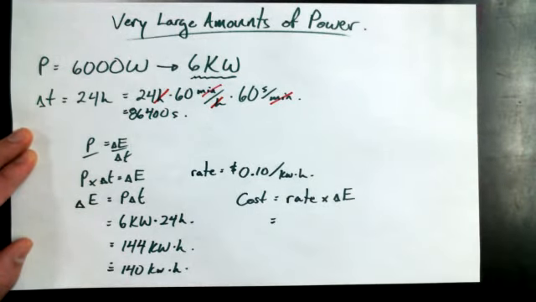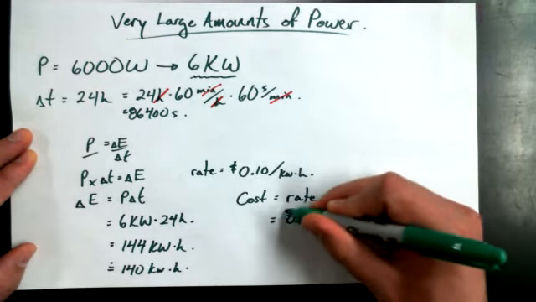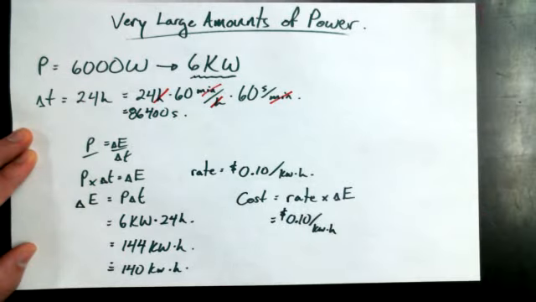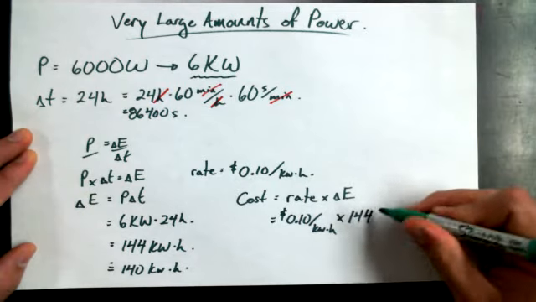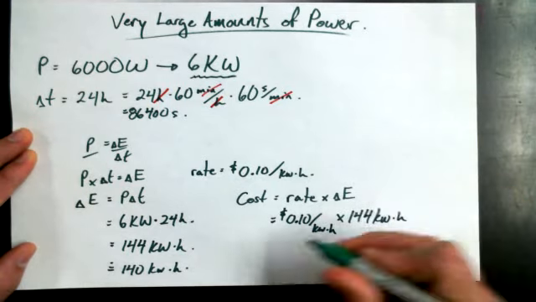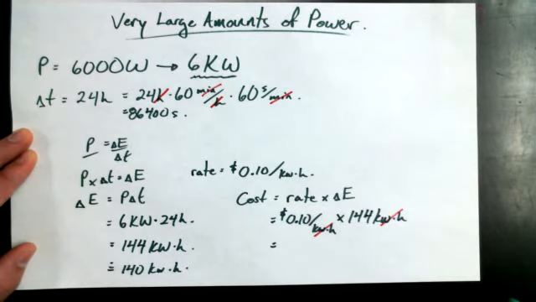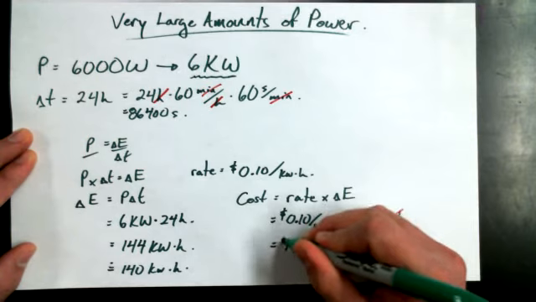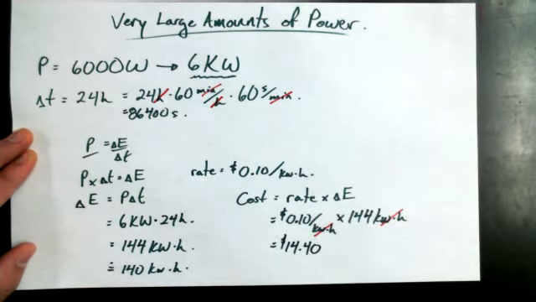And so the cost for this electrical consumption would be $0.10 per kilowatt hour, and the units get preserved, times 144 kilowatt hours. The kilowatt hours cancel out, and 0.10, or a tenth of 144, is $14.40.